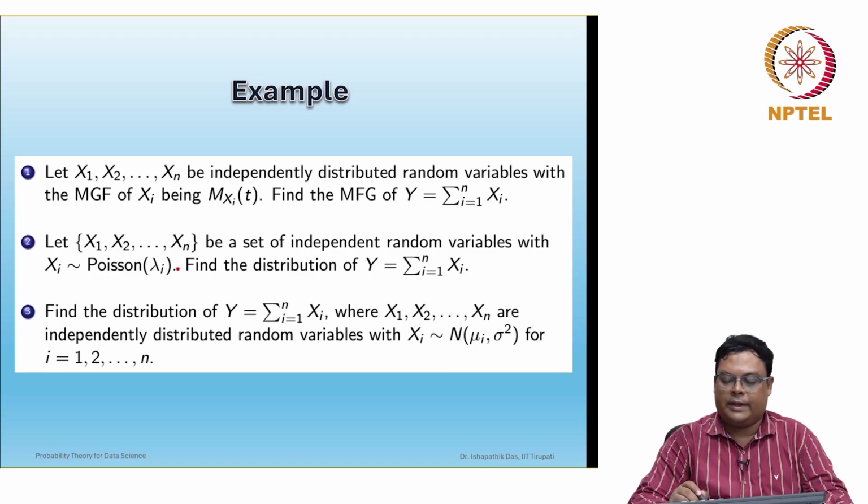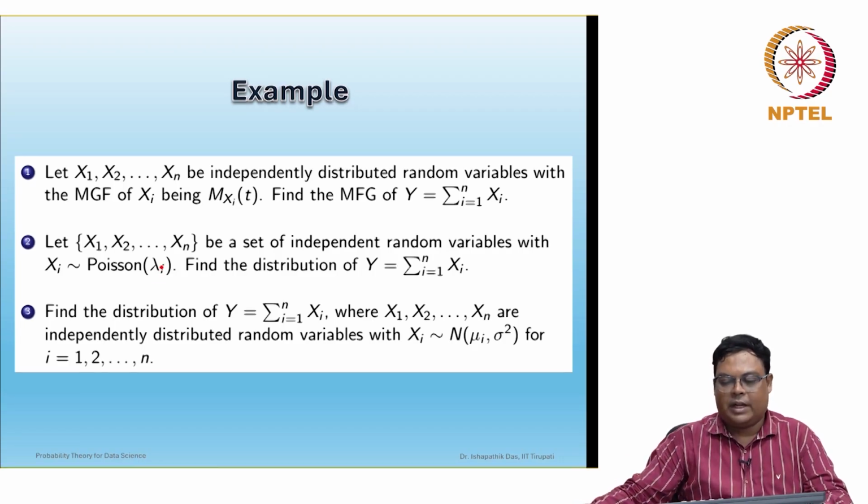Let X1, X2, ..., Xn be a set of independent random variables with Xi having Poisson(lambda_i). We just discussed that if you have n random variables with Poisson(lambda_i) and you want to find the distribution of Y = summation of Xi, how can we find that? First we need to know the moment generating function of the Poisson with parameter lambda. So in the general case, let us find that.